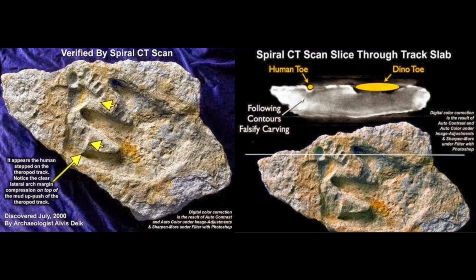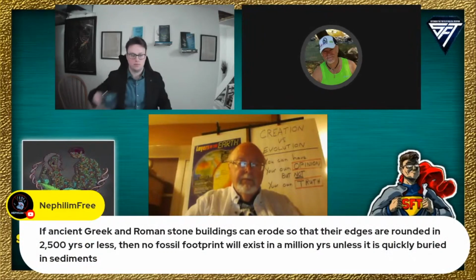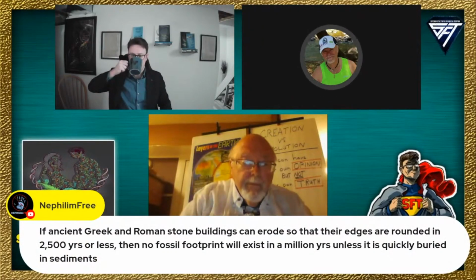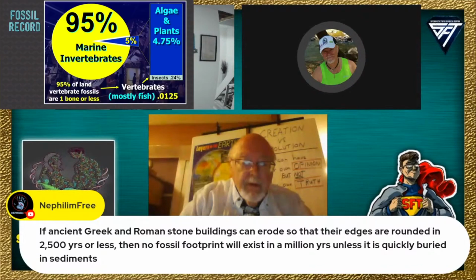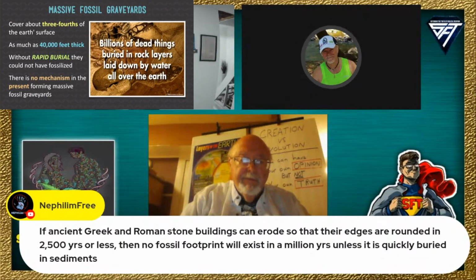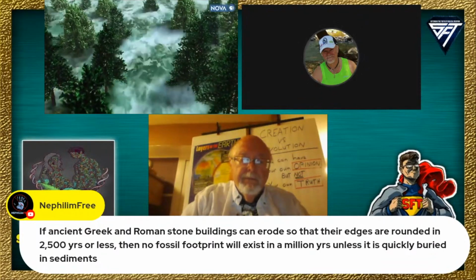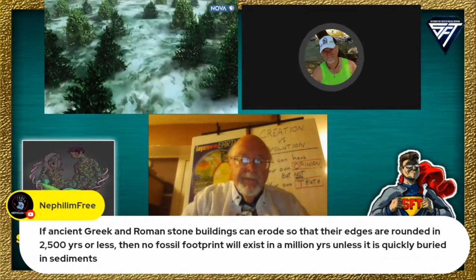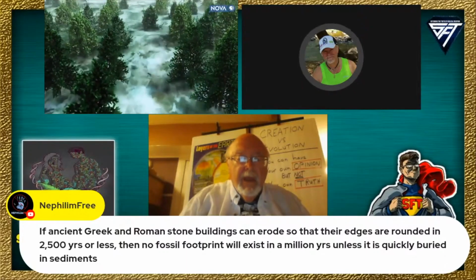Great answer. Yeah. I think Nephilim Free hit the nail on the head. His comment says if ancient Greek and Roman stone buildings can erode so that their edges are rounded in 2,500 years or less, then no fossil footprint will exist in 1,000,000 years unless it is quickly buried in sediments. This is what we keep saying. Fossilization is a process. It requires quick burial through deep sedimentation. And that's the only way it can happen.